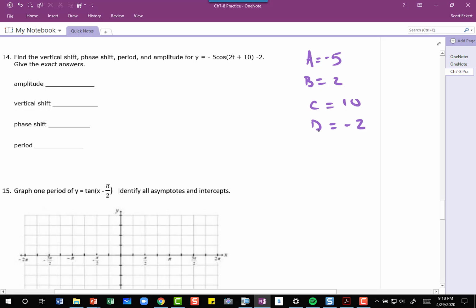Let's take off the easy ones right away. D equals -2. That's a vertical shift. So the vertical shift is -2. We're going to go down 2.